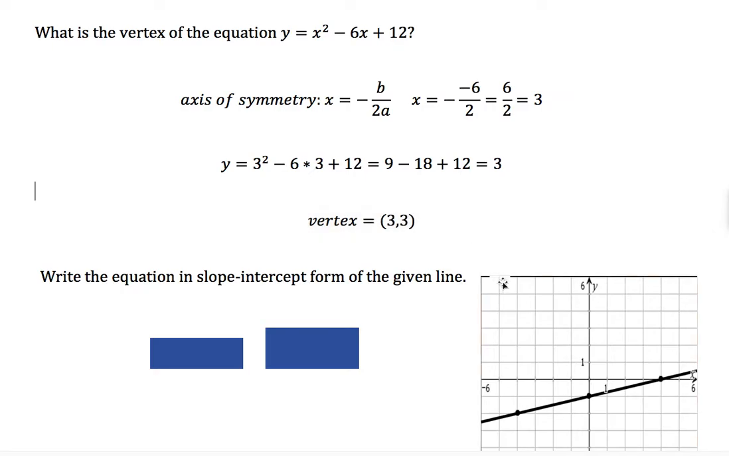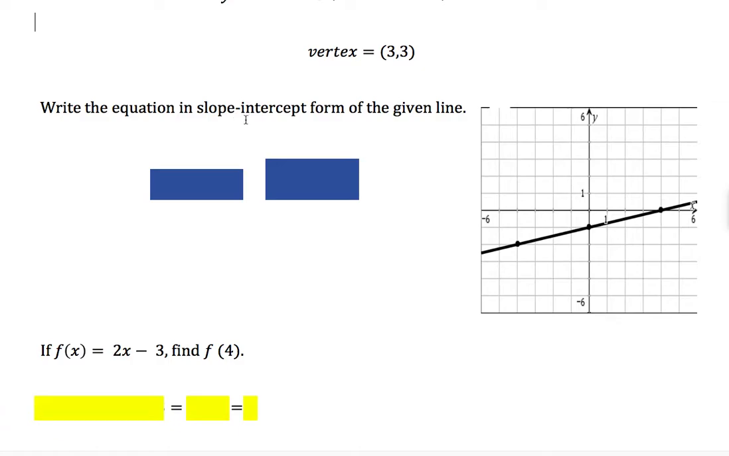Next problem, write an equation for the slope in slope-intercept form of the given line. So for this, slope-intercept form is y equals mx plus b. My b value is my y-intercept, and I can clearly see my y-intercept is at -1 here. So my equation will have a -1 at the end. And now I just have to find my slope.